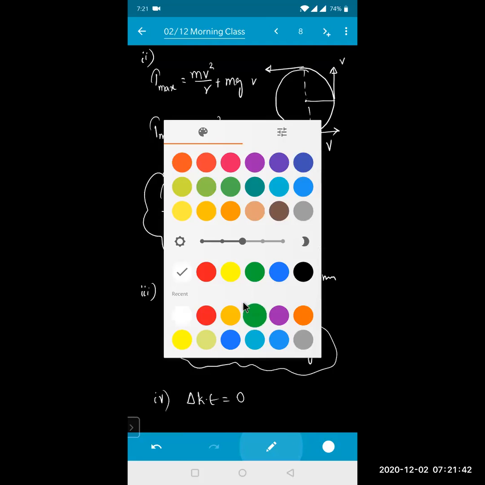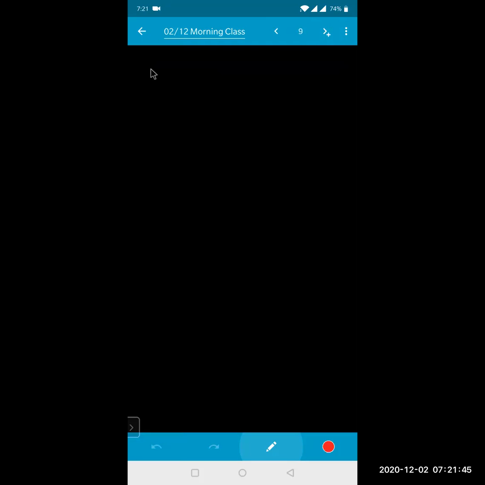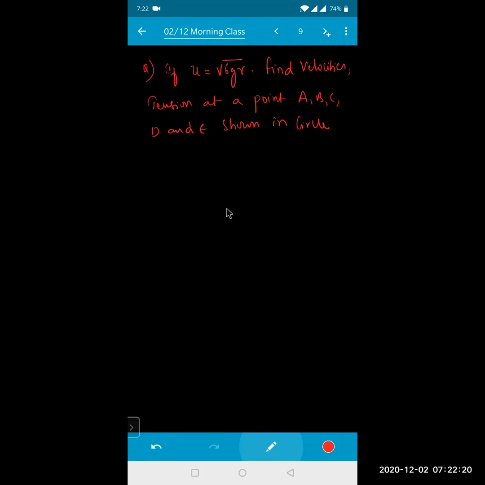Let us try to do one question. If v is equal to under root of 6 g r, find velocities and tension at points A, B, C, D, and E shown in the vertical circle.